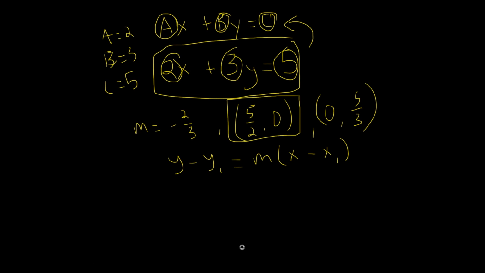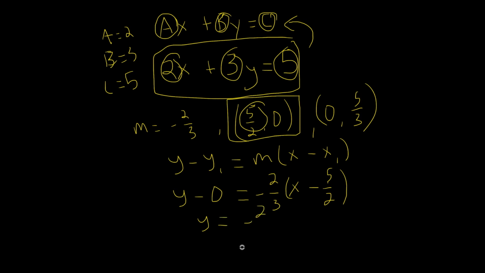So what's our y of this point? 0. So this is y minus 0, where 0 is y1, equals m, which is negative 2 thirds, times x minus x1. What's our x? 5 over 2. And this is our equation. Well, I could just rewrite this as y minus 0 is y. So this is y equals negative 2 thirds times x minus 5 over 2. So this is our equation.